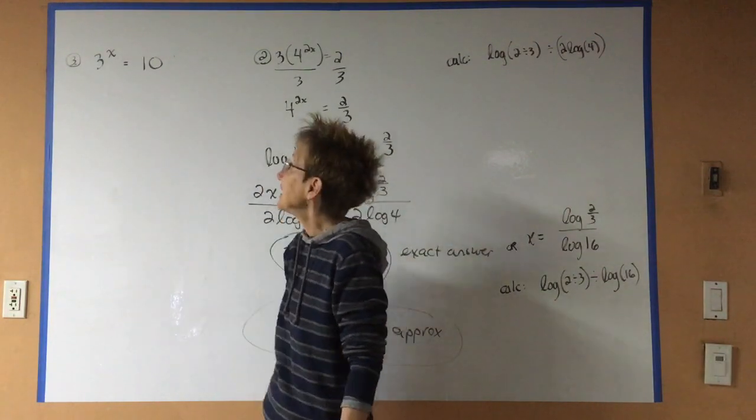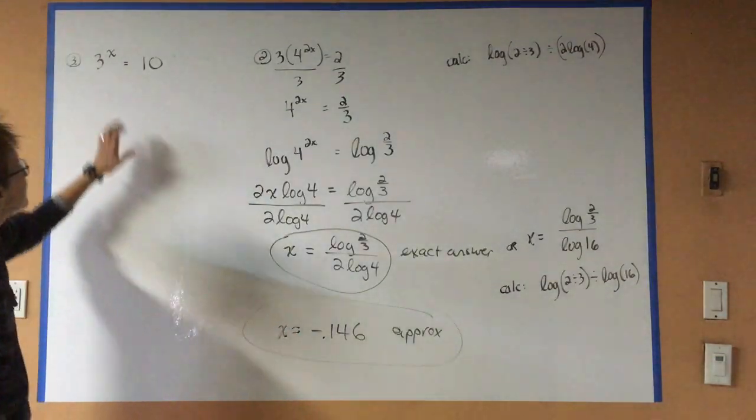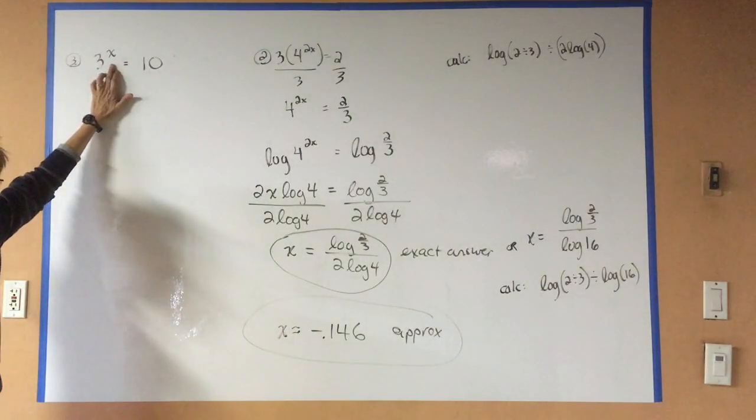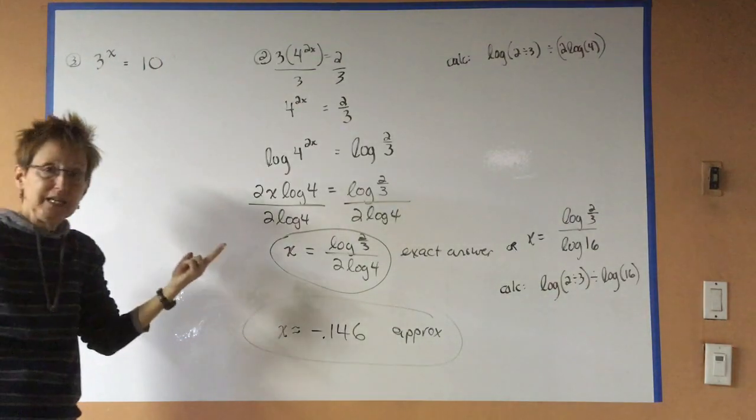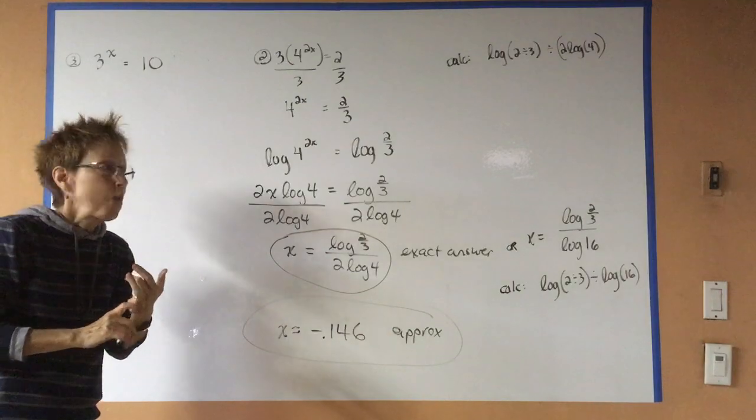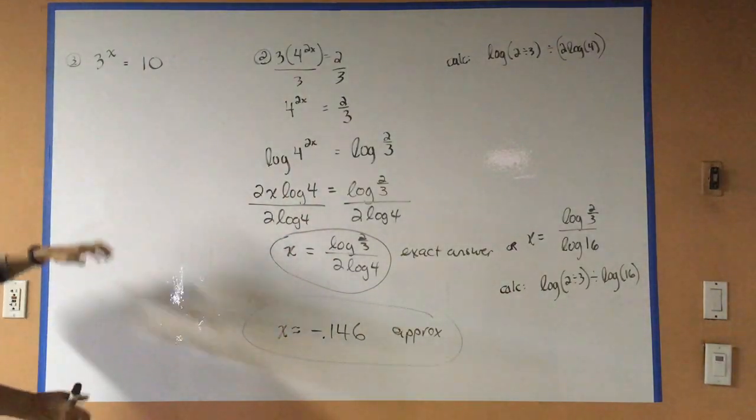So here we go. Number 3 is 3 to the x equals 10. They want me to solve it. What kind of an equation is it? It's exponential. So how do I solve an exponential equation? I have 2 ways. Either try to create same bases, or if I can't create same bases, then I'll introduce a log on either side.